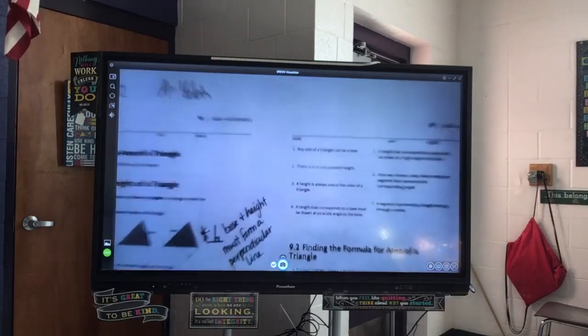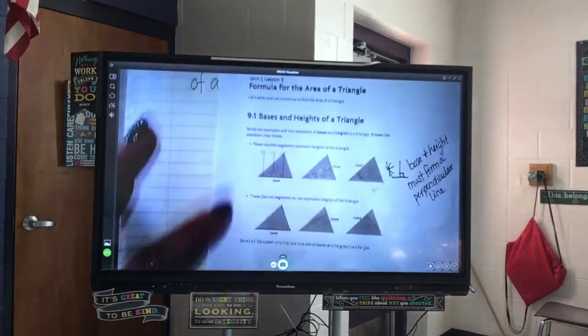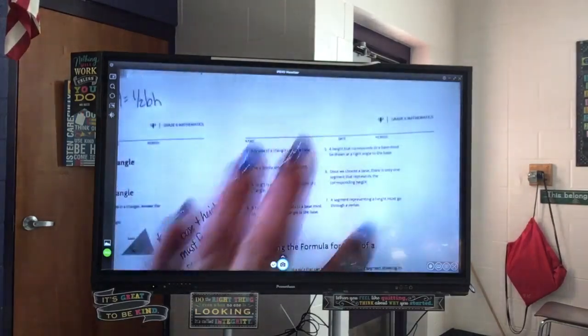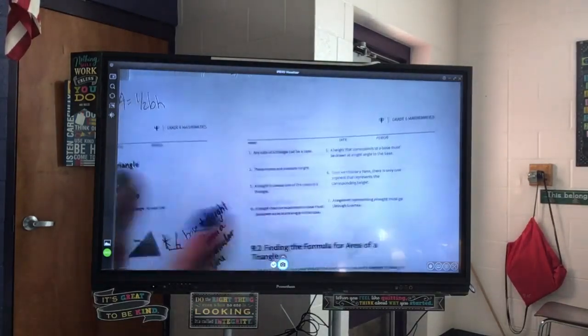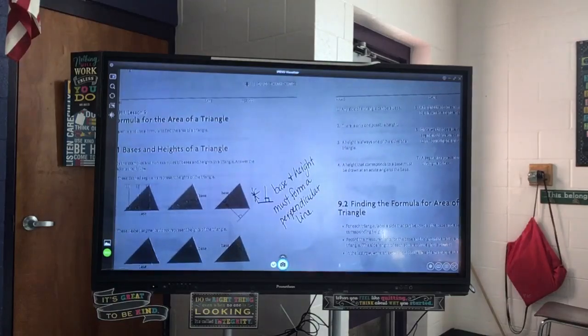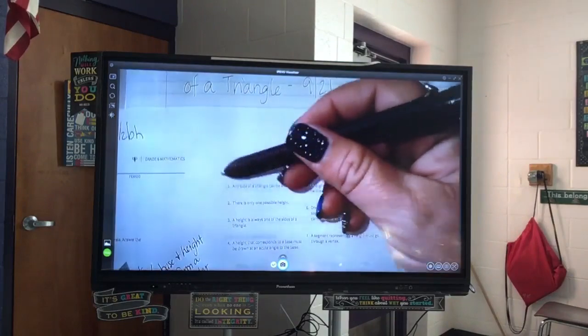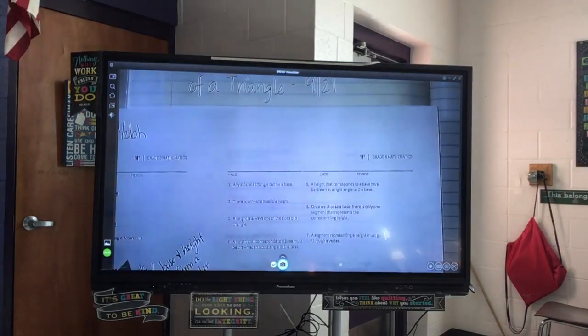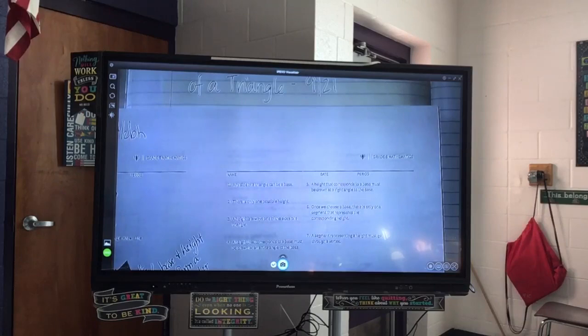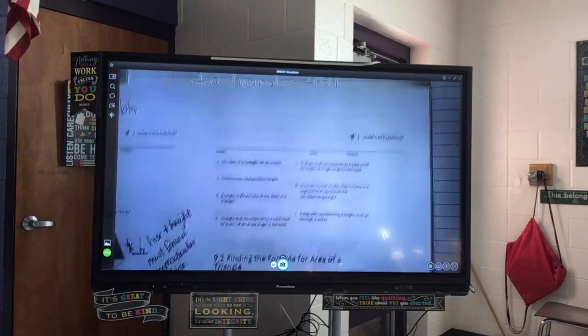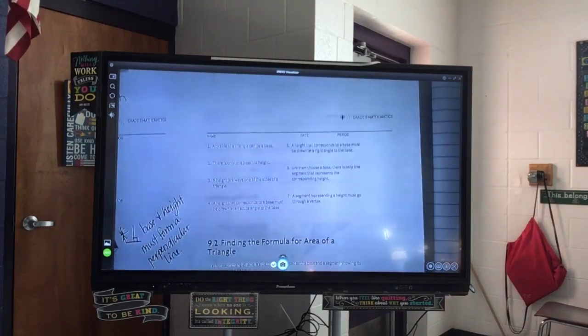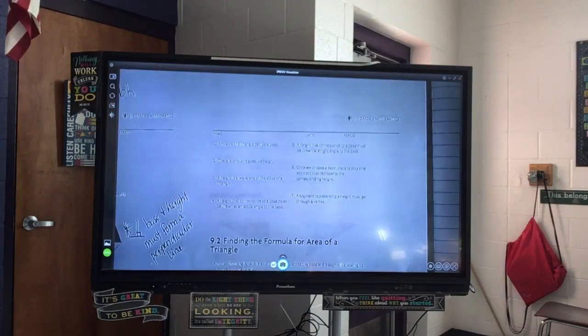Alright, you're using the set of examples and non-examples to answer these 7 questions. Essentially you're selecting all the statements that are true about bases and heights in triangles. So you're going to circle 1, 2, 3, 4, 5, 6, 7, whichever ones you feel are true to go with the correct way of identifying the base and the height. Does that make sense? I'm going to give you 2 to 3 minutes. If you finish before the timer goes off, please just stand up. Go ahead and get started. You're not talking, this is quiet work time.